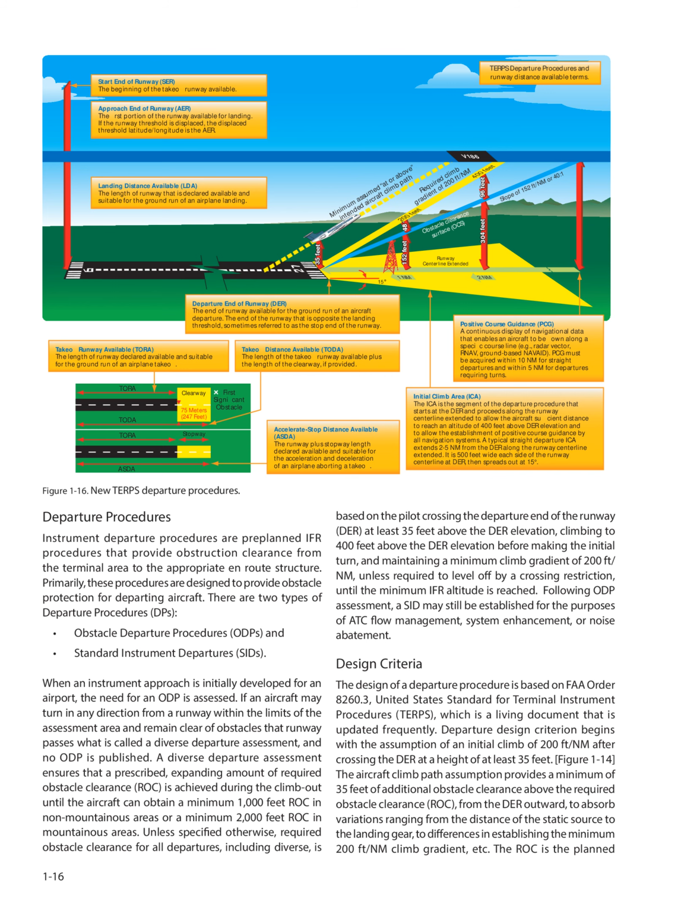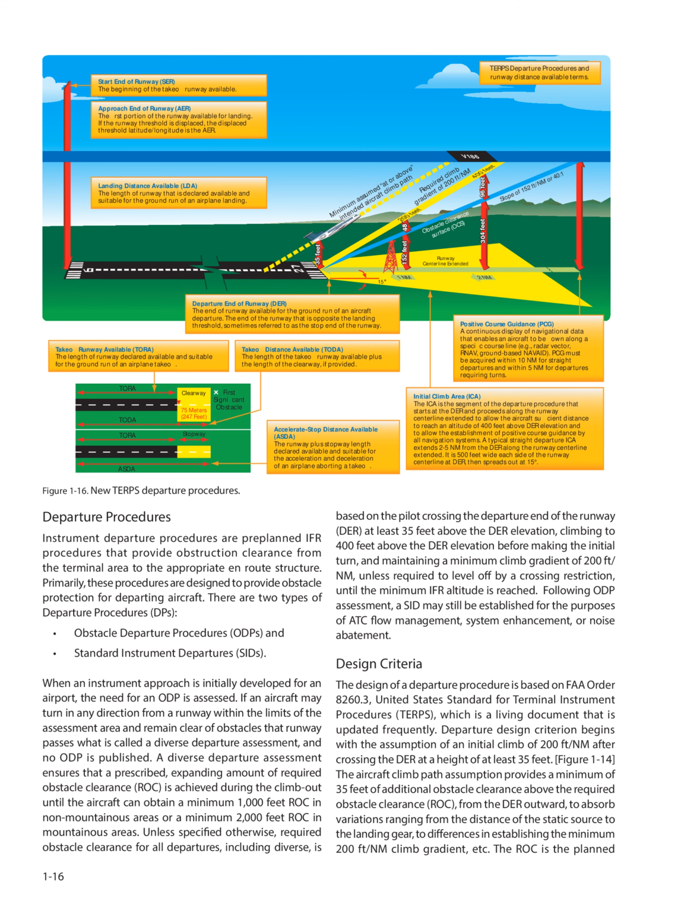When an instrument approach is initially developed for an airport, the need for an ODP is assessed. If an aircraft may turn in any direction from a runway within the limits of the assessment area and remain clear of obstacles, that runway passes what is called a diverse departure assessment, and no ODP is published. A diverse departure assessment ensures that a prescribed, expanding amount of required obstacle clearance, ROC, is achieved during the climb out until the aircraft can obtain a minimum 1,000 feet ROC in non-mountainous areas or a minimum 2,000 feet ROC in mountainous areas.